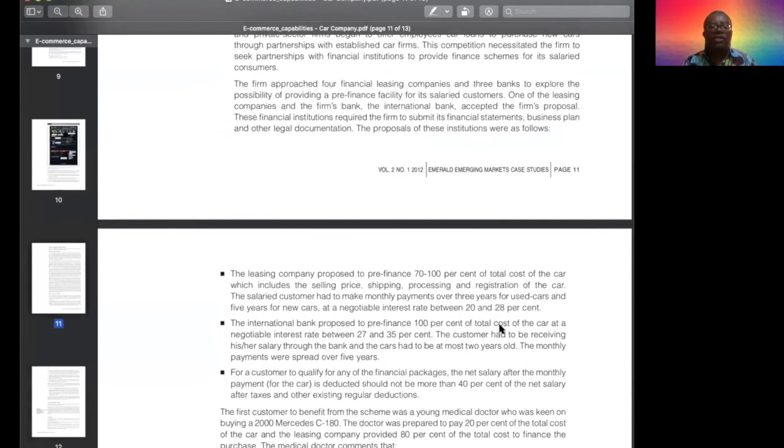Okay, so now look at it. It got to a time when the company, John Hartley Brown, brought in a financial leasing company to help salaried workers get a pre-financing arrangement. So one of the leading leasing companies and the firm's bank, the international bank, accepted the first proposal.